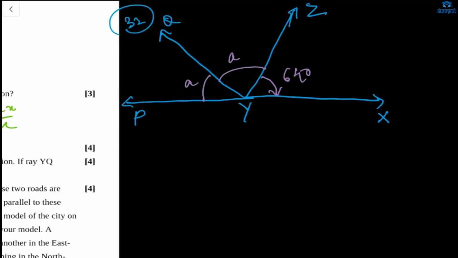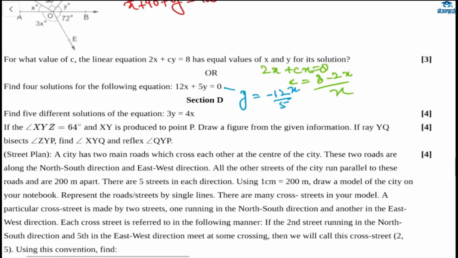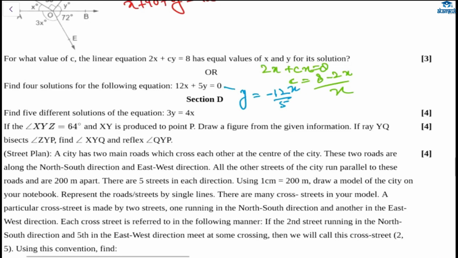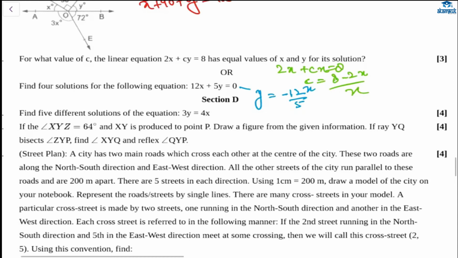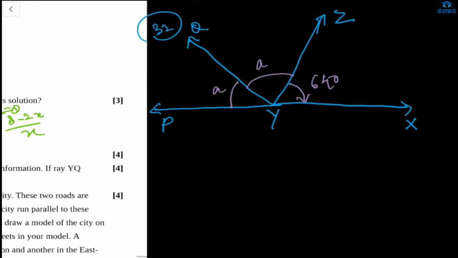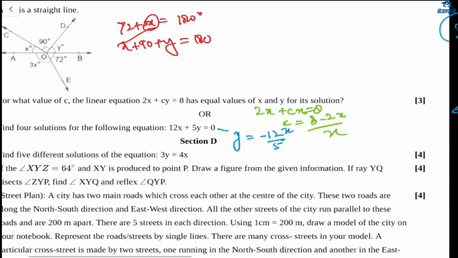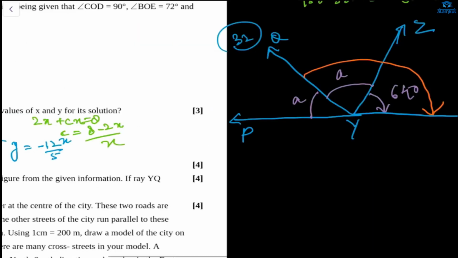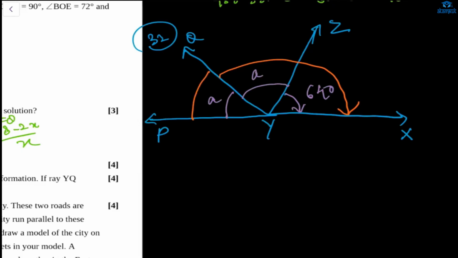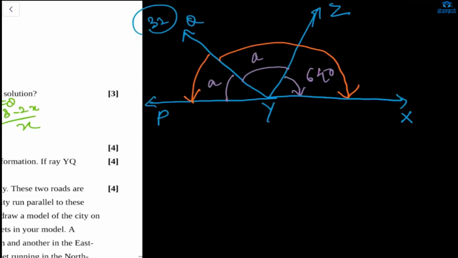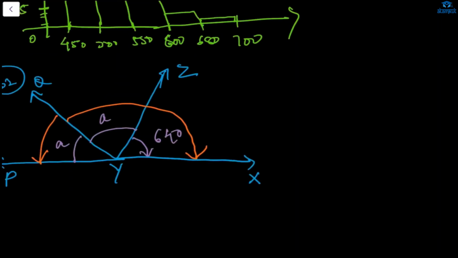Now, how can we calculate it? You have to calculate 2 angles. What are the 2 angles you have to calculate? XYQ. This angle we have to calculate. What will be the value of this angle? And we have to calculate the value of QYP, this angle. These 2 values we have to calculate. Now, how can we calculate? See, this is not 640, 64 degrees it is.